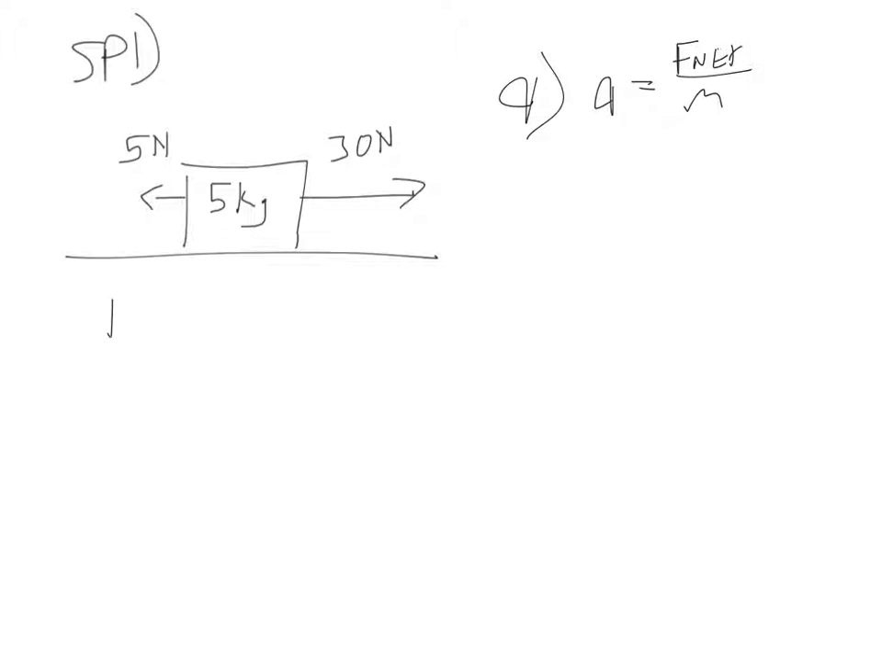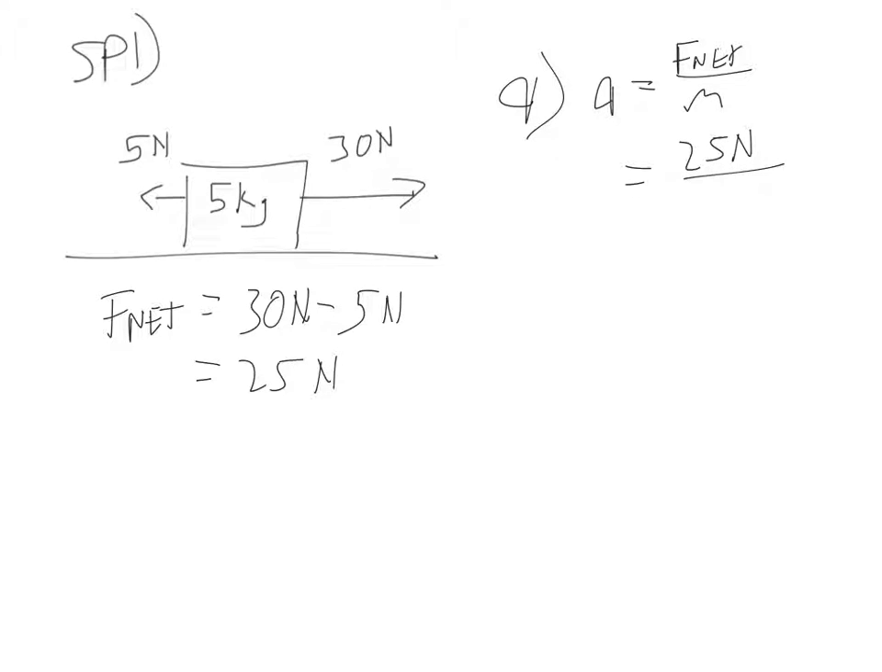What's the net force on this? F net is going to equal the force to the right, which is 30 newtons, minus the force to the left, which is 5 newtons. So net force is 25 newtons. So we end up with a net force of 25 newtons divided by a mass of 5 kilograms, which equals 5 meters per second squared for our acceleration.